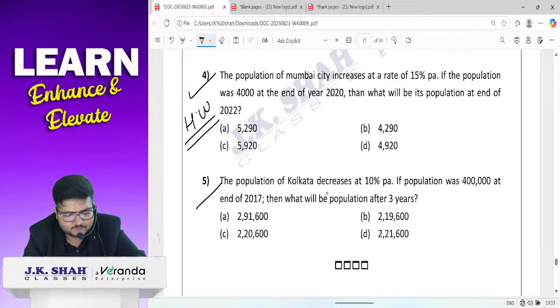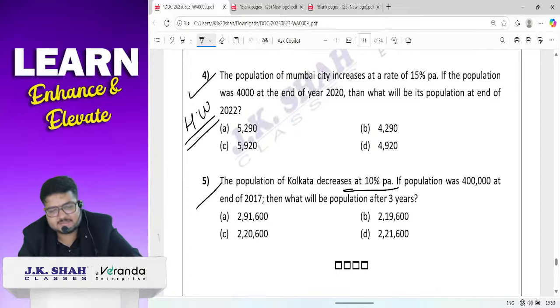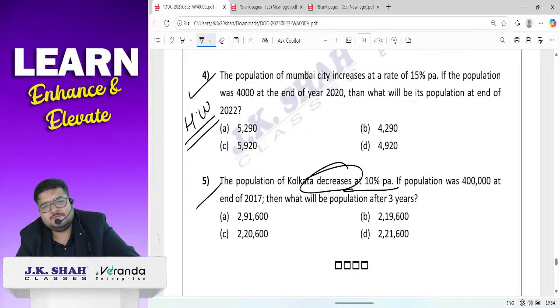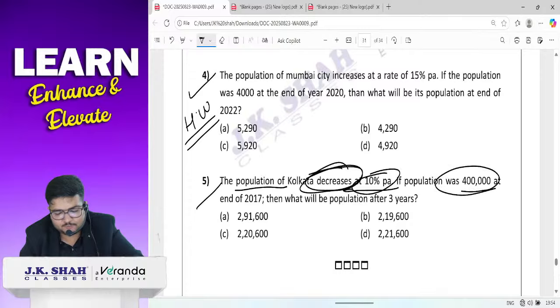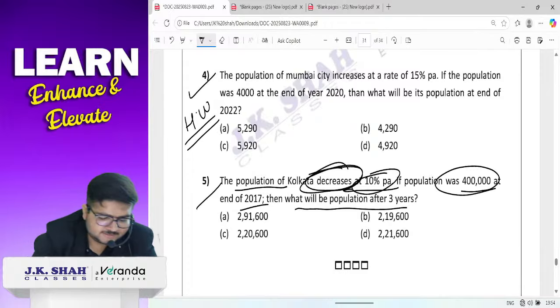Now here the population of Kolkata decreases. Decreases means you cannot apply the shortcut that I taught you, because it is decreasing. When the population is increasing, you can use my trick, but for decreasing you cannot use my trick because it will be very lengthy. Population of Kolkata decreases 10% every year. Population was 4 lakh at the end of 2017. What will be the population of Kolkata after 3 years? So very simple.